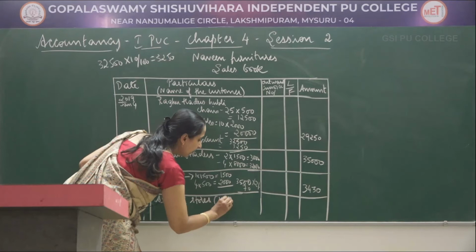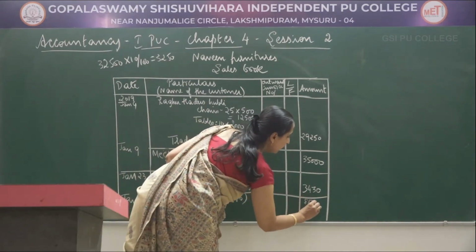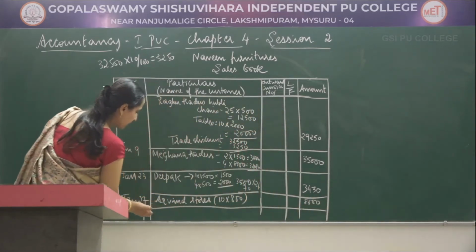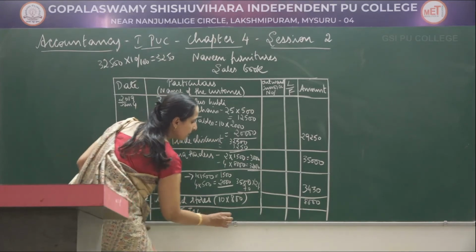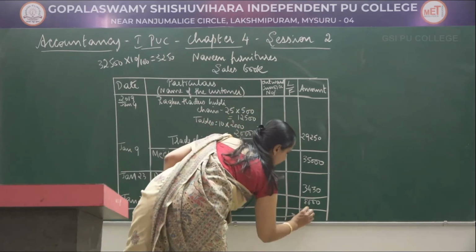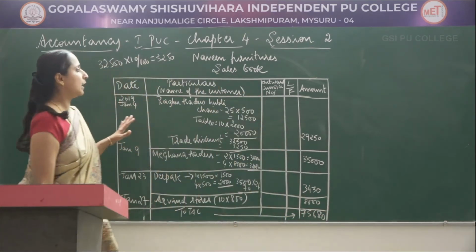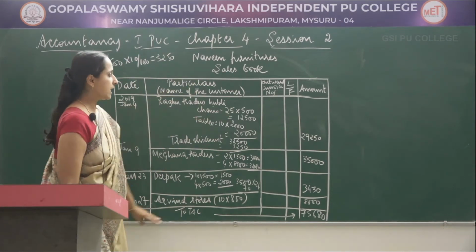So 10 into 800, it comes to 8,000. So now we have recorded all the transactions. Now we have to total this. So the total of sales book comes to 75,680. So this we are preparing in the books of Naveen Furniture. This is the sales book.